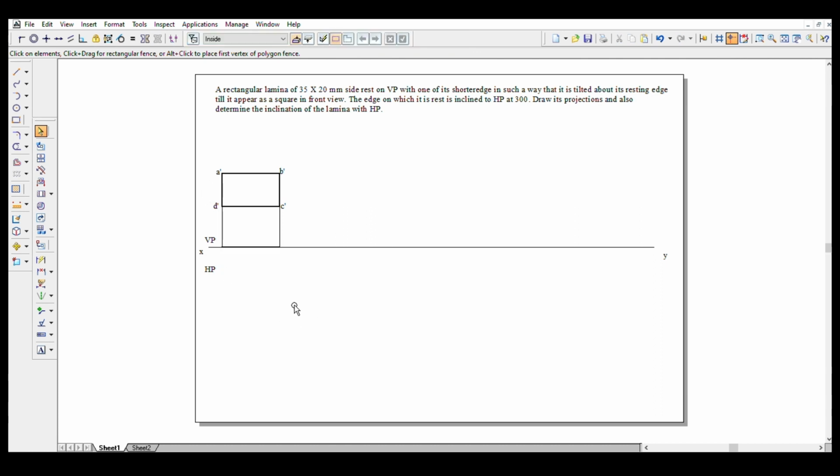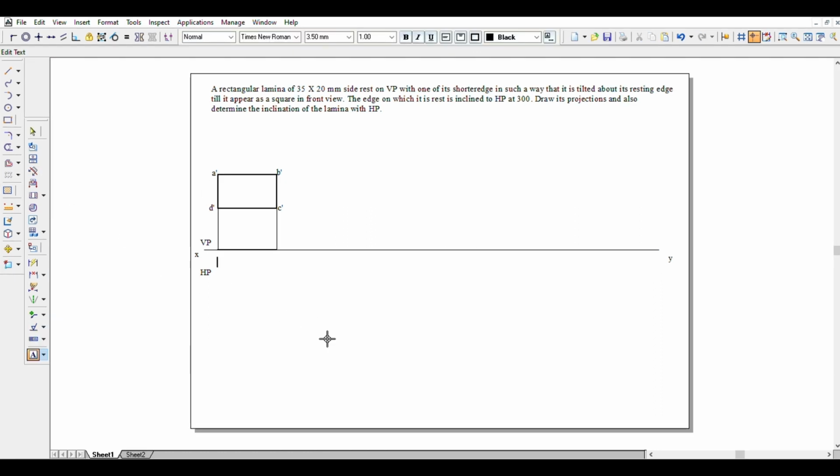We have to name this line now. We see from the top view the point A will be visible because it is above, and below is the point D which will not be visible. So points which are not visible are placed inside brackets.